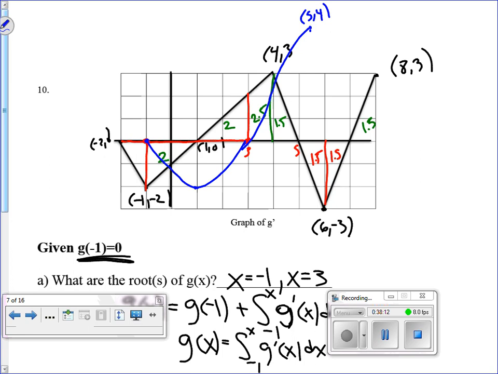Now it'll have a relative max. You can see how the derivative goes from positive to negative. But now the derivative is negative between 5 and 7, so now your function is going to start decreasing. It's going to come back down, but it's only going to come down 3.